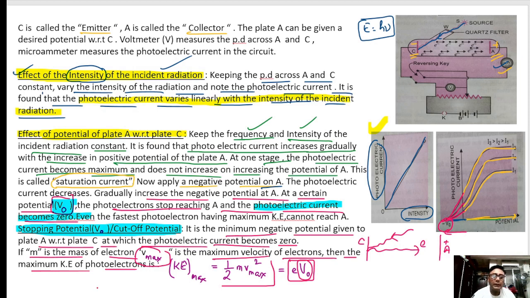As you can see here, if I increase the negative potential, the current stops. That means electrons are not reaching A. If I can provide this much negative energy on plate A, I can stop the maximum kinetic energy electrons from reaching plate A. So the maximum kinetic energy of the electrons which are emitted but cannot reach plate A is half m V max square equal to e V0.